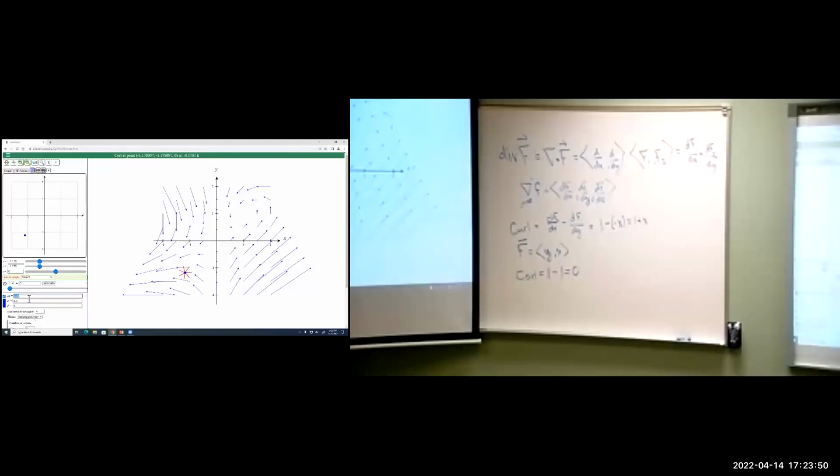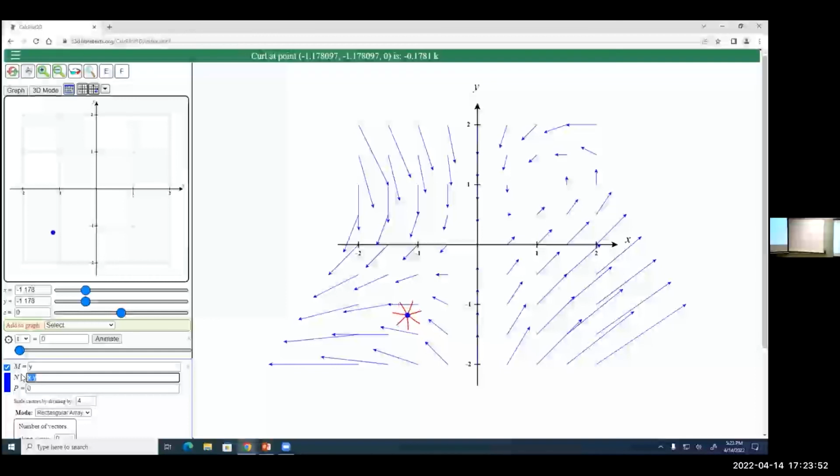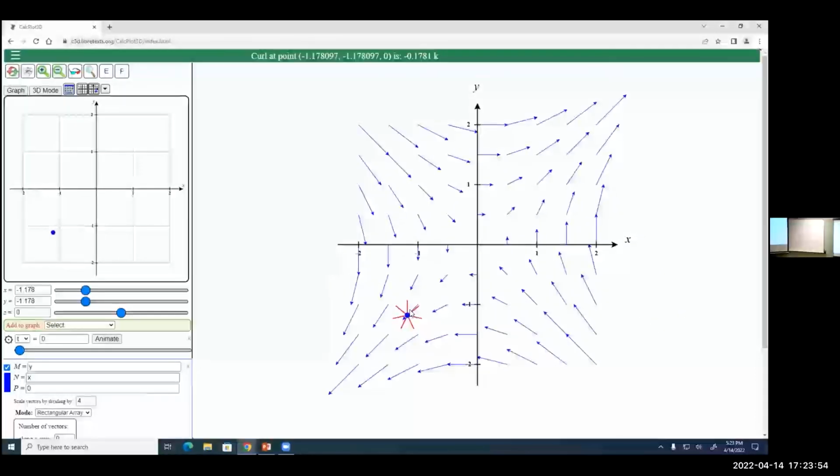So we're going to put in y, x. Now, when I move that point around, no matter where I have it, there's no rotation. That's what you should see in a conservative vector field or a path independent vector field. That's what it looks like when our curl is 0.